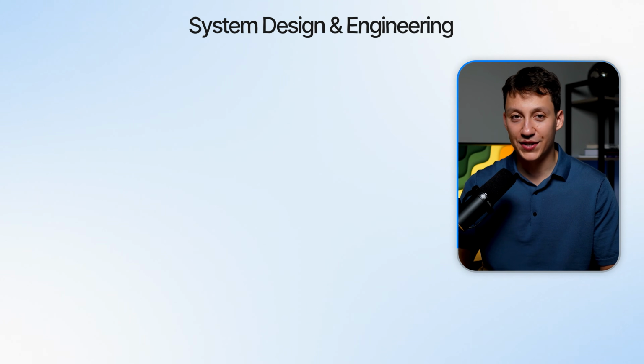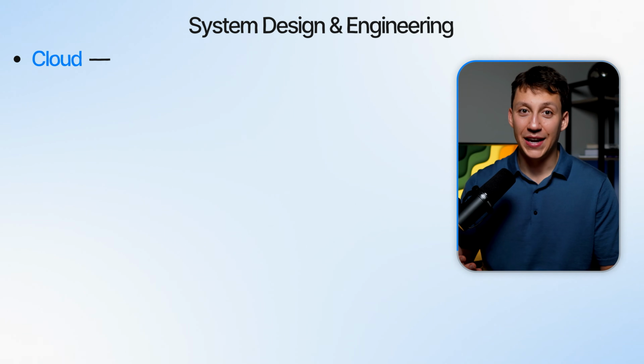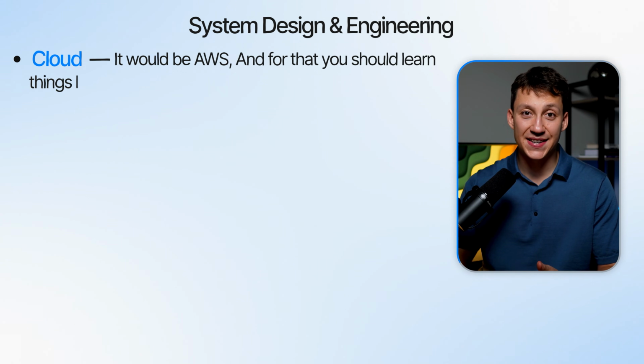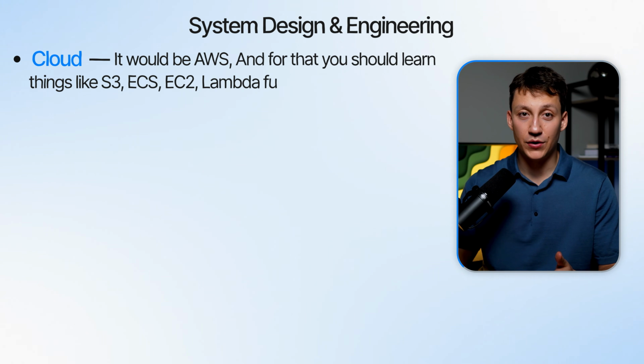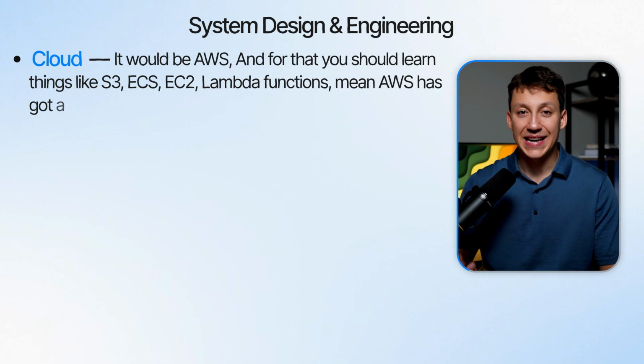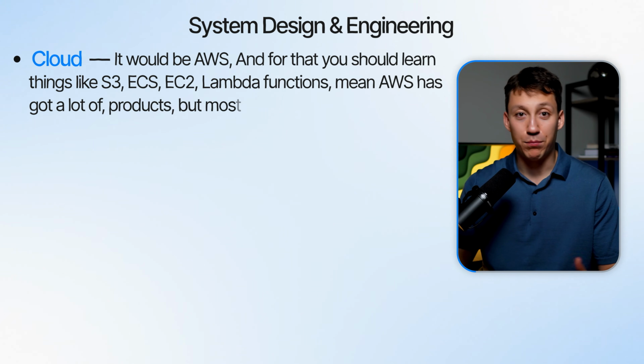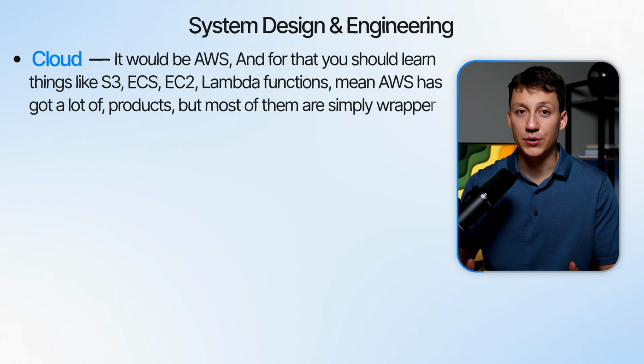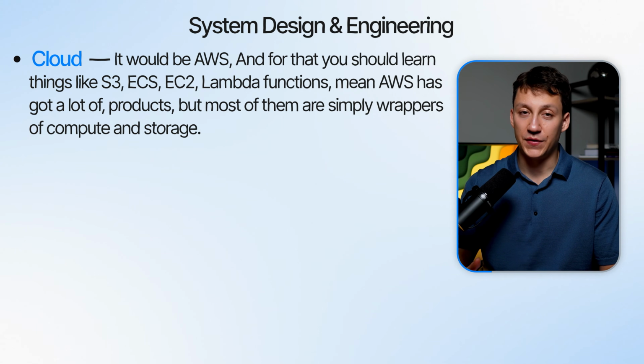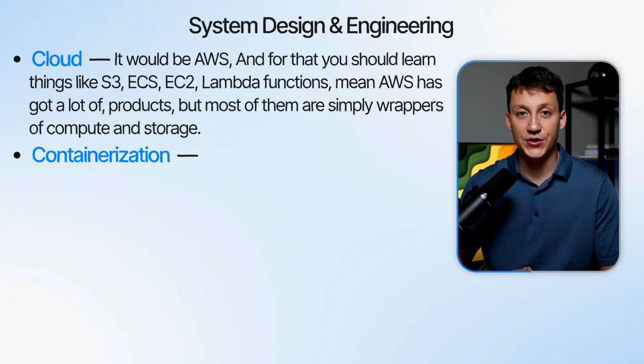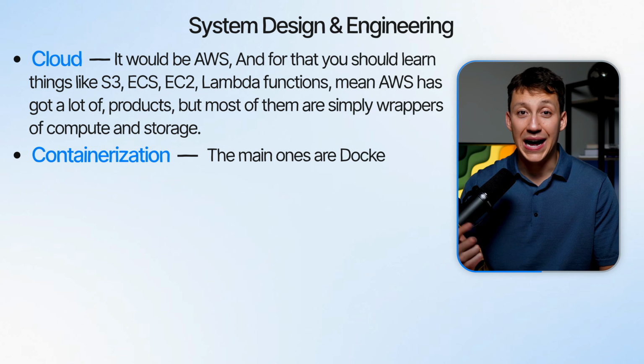Number one is that you must know the cloud. And to be honest, if you had to learn one cloud platform, it would be AWS. And for that, you should learn things like S3, ECS, EC2, Lambda functions. AWS has got a lot of products, but most of them are simply wrappers of compute and storage. So if you know S3 and you know EC2, the rest are a lot simpler to understand. You should also understand containerization, and the main ones are Docker and Kubernetes.